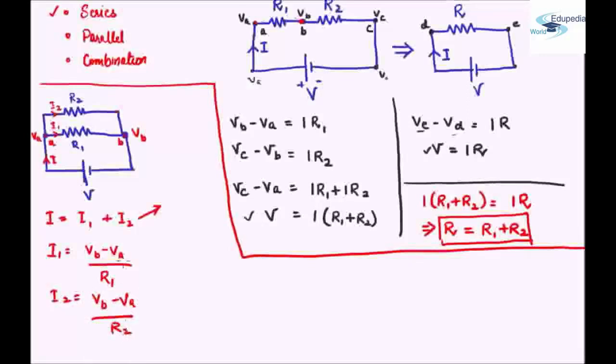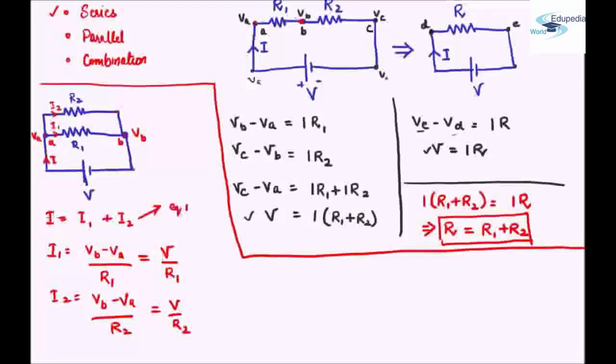And if you think about VB minus VA, this will be nothing but the potential drop V, the terminal voltage. So I can replace it with V upon R1, and this I can replace with V upon R2. Okay, now I have this equation and these two equations. I will replace these values in the first equation, equation 1, and that will give me I.